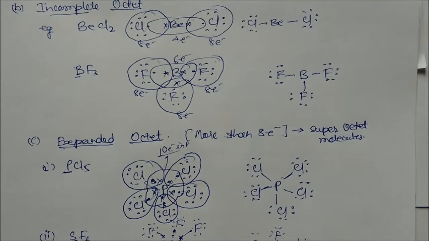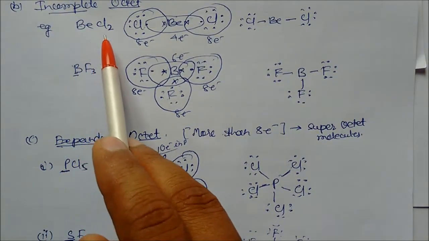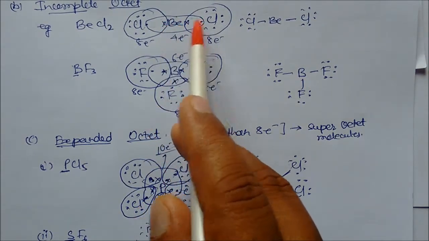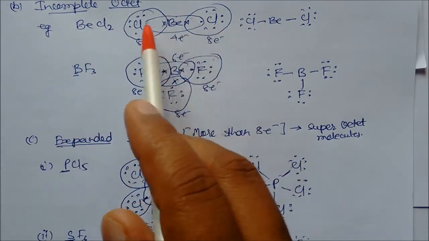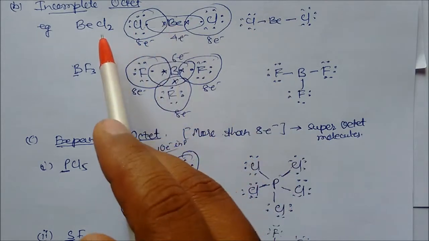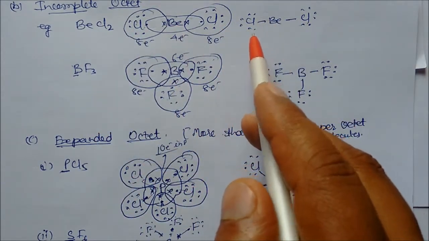Now one more case is incomplete octet. Here we can see beryllium chloride. Beryllium is the central atom, it has 2 electrons, so it can share these 2 electrons with the 2 Cl. Each Cl will take 1 electron, so beryllium is bonded to each chlorine. So this is a covalent compound. Beryllium is a metal, a metalloid, and it can form a covalent compound due to its small size.